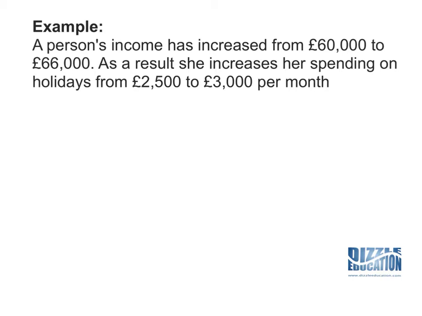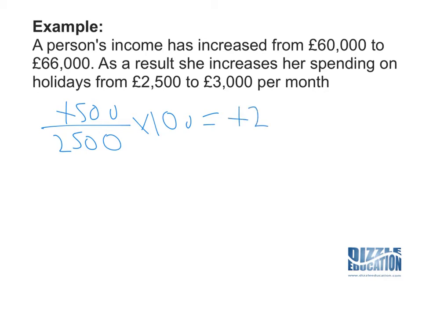So for example, if someone's income increases from £60,000 to £66,000, and as a result of that they increase their spending on holidays from £2,500 to £3,000, this is how we would calculate their income elasticity of demand for holidays. So focusing on demand first, we have a £500 change in demand. The spending on holidays in this case represents the demand for holidays. So plus 500 divided by original demand of 2,500 times it by 100 will give us plus 20.